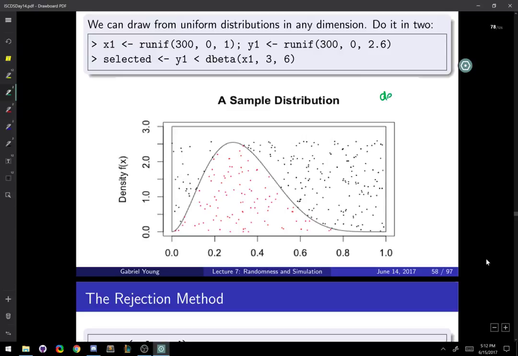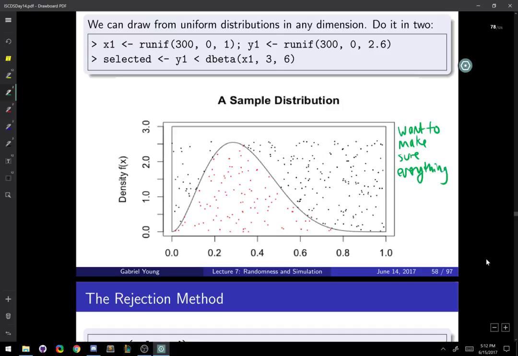One thing to note is that this is a beta. I know, for teaching reasons, students often complain: why would you tell us how to simulate a beta when we know how to simulate it? It's just, in principle, you can do it for anything. Does that make sense? So you can't really find the inverse of some certain beta distributions.